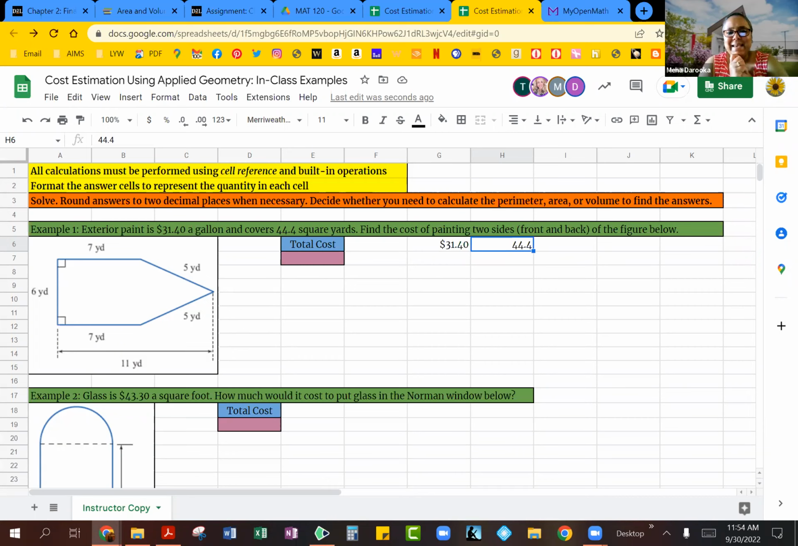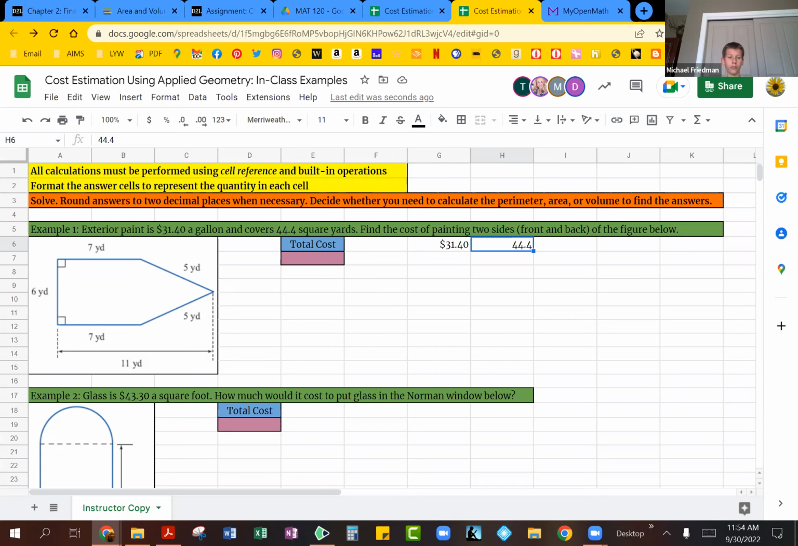So the idea is we're trying to figure out how much it's going to cost us to paint this figure. If you're applying paint, what calculation are you doing? Are you finding perimeter, area, or volume? The 3 calculations that we talked about. What do we need to do here?